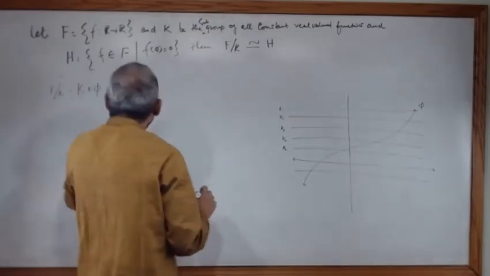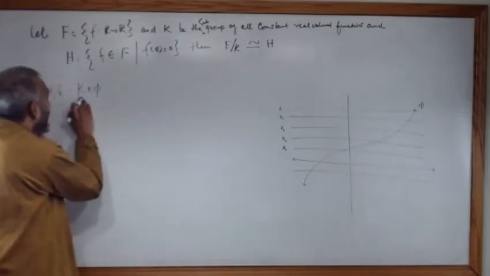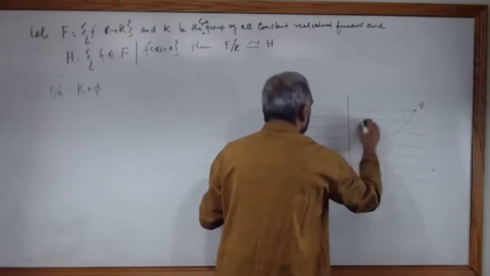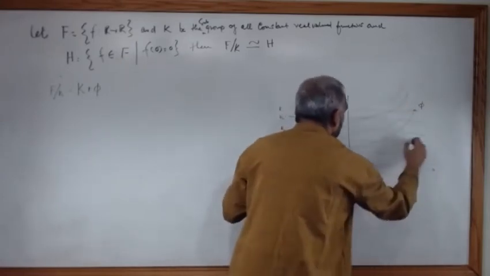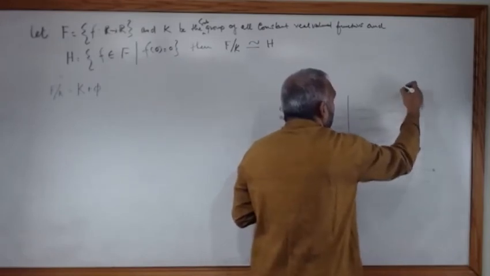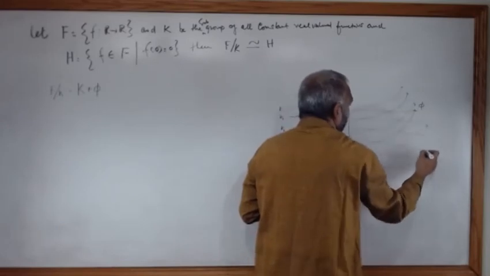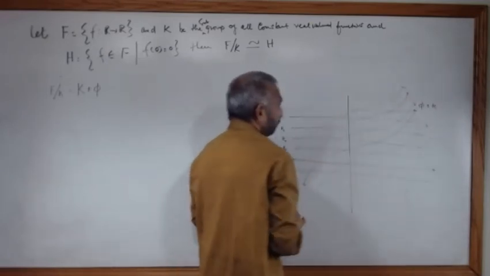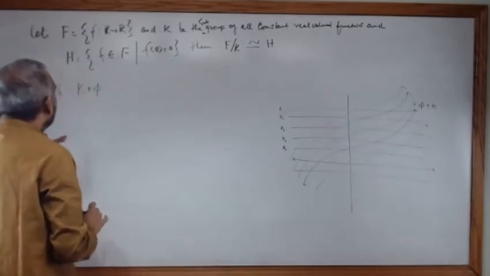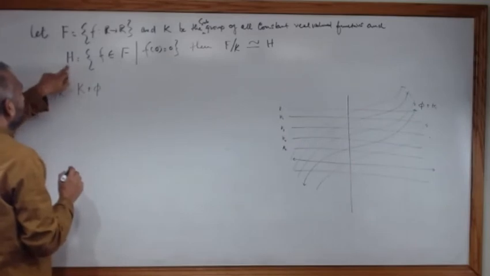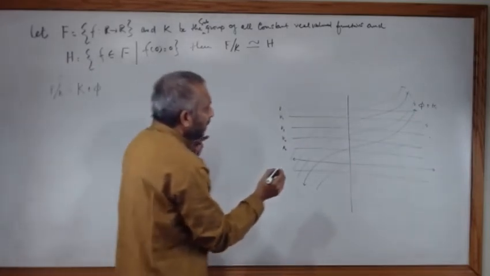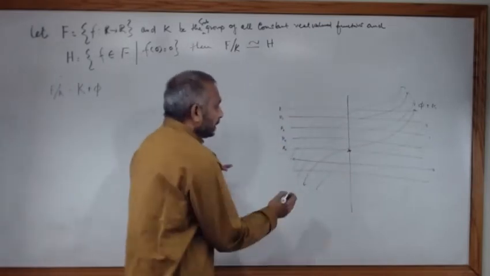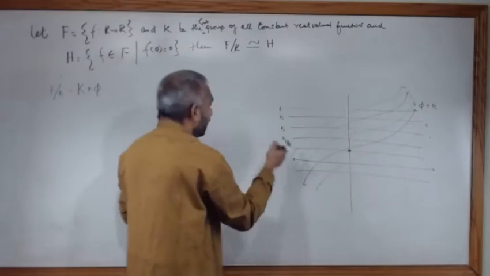So how are these functions? This is a collection of functions from F. Those collections will be like parallel curves. These all come under the same coset, that is K plus phi. And what are the elements in H? H contains all the functions passing through the origin. So one element definitely will pass through this, and that is what is going to happen here.